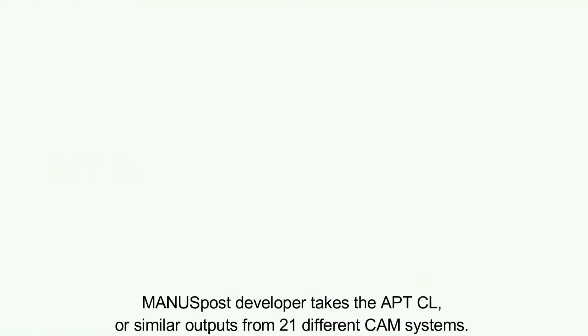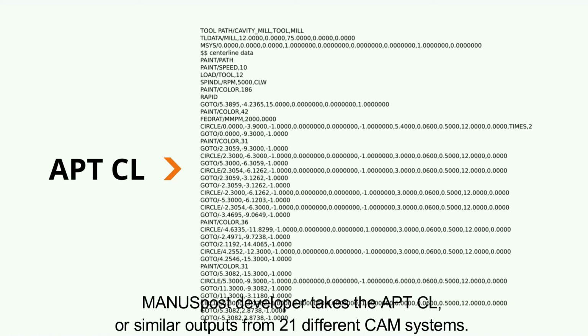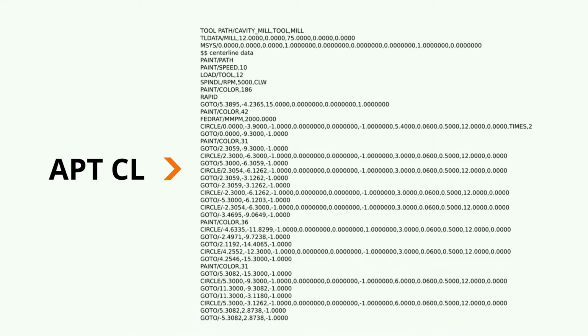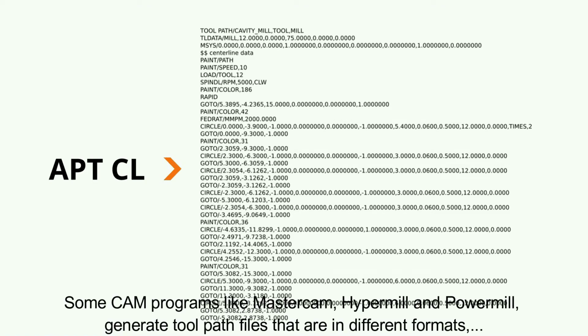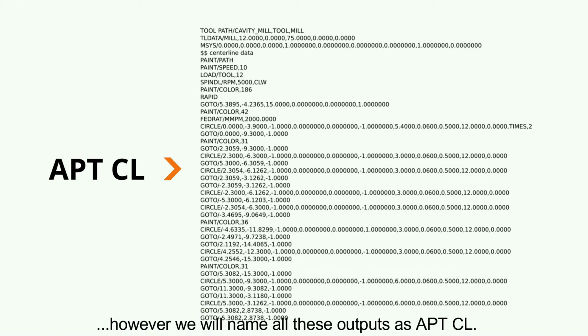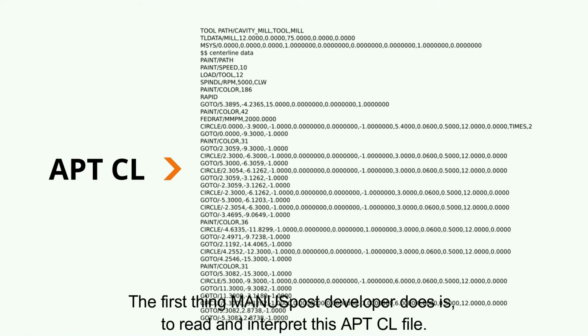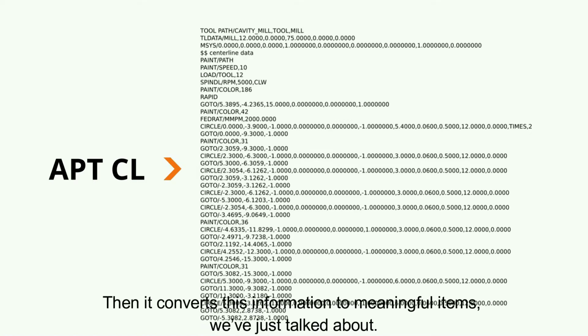MANUSpost developer takes the APTCL, or similar outputs from 21 different CAM systems. Some CAM programs like MasterCam, Hypermill, and PowerMill generate toolpath files that are in different formats, however we will name all these outputs as APTCL. The first thing MANUSpost developer does is to read and interpret this APTCL file. Then it converts this information to meaningful items we've just talked about.